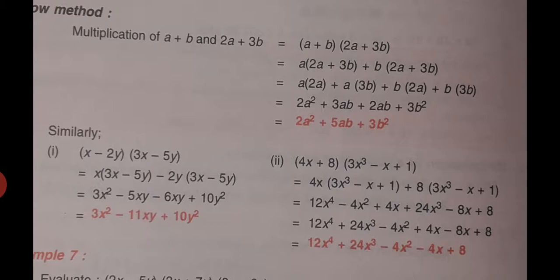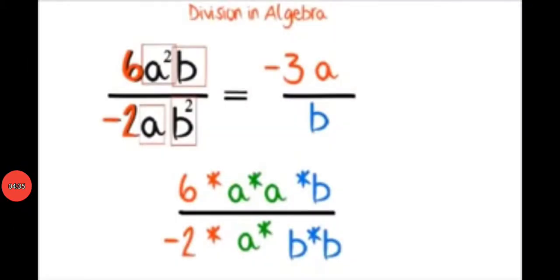Next, coming to the division in algebra. Here you can see 6a square b is divided by minus 2ab square. 6a square b means 6 into a into b, and minus 2ab square means minus 2 into a into b into b. So first we shall work on the numerical terms. So 6 divided by minus 2 is equal to minus 3, we all know.